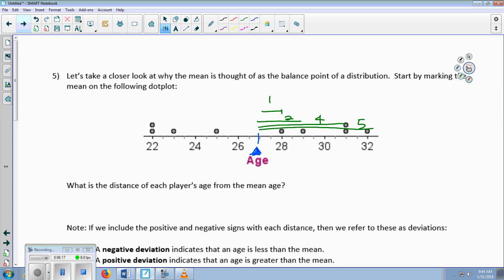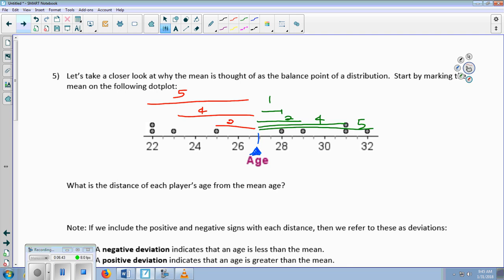We can also look at the players who have ages less than the mean. The first one I'm looking at here is a distance of 2 away, but it's negative, since it's less than the mean. The next player I'm looking at here has a distance of 4 away, and the last two have a distance of 5.